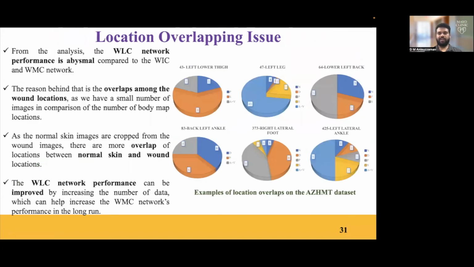And there are some location overlapping issues. As I told you before, this is a very small dataset, considering deep learning models. Like for this number 83, you can see back left ankle appears 6 times in diabetic pressure ulcer, and also 6 times in diabetic foot ulcer, 6 times in pressure ulcer, and 4 times in venous ulcer. So it is very difficult for a deep learning model to distinguish between these 3 classes when you have a similar type of example in both classes. In the near future, if we have more data, we can improve the overall performance of the whole model.